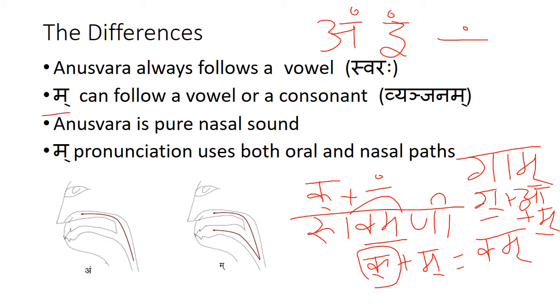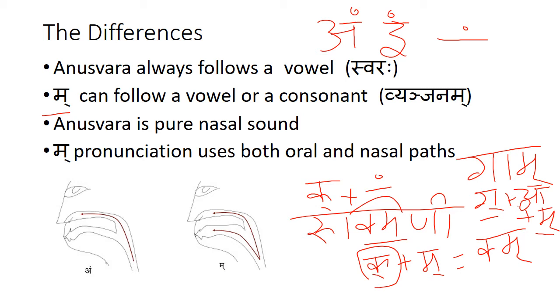So that anuswara is not an independent sound. That sound which is made is just through pure nasal sound. Whereas makara is produced using both the path through the mouth and through the nose. And because makara is ma, the sound is produced using the lips also.